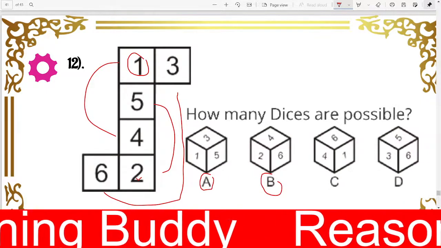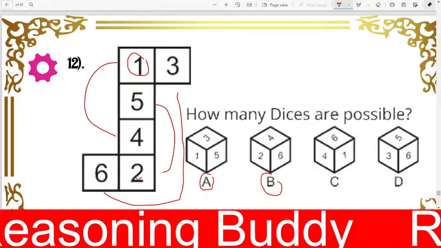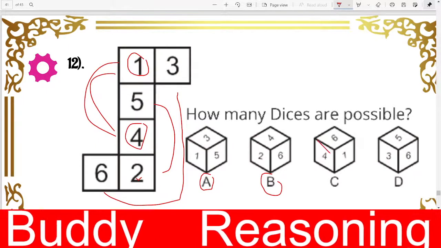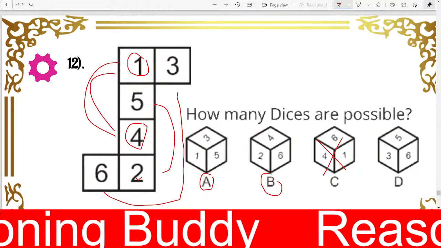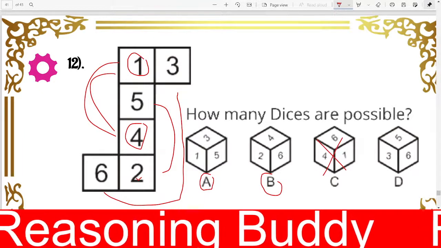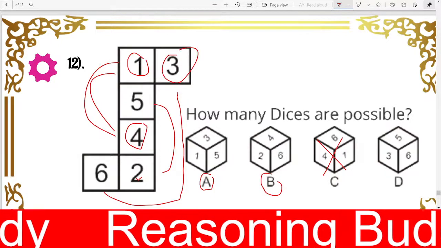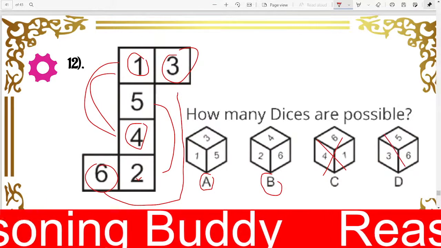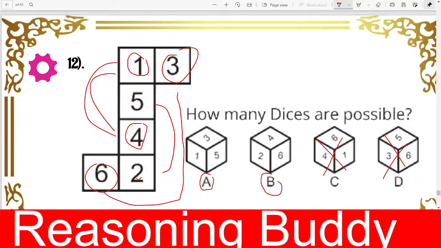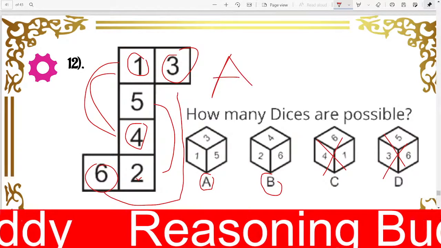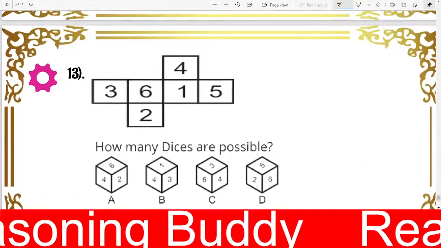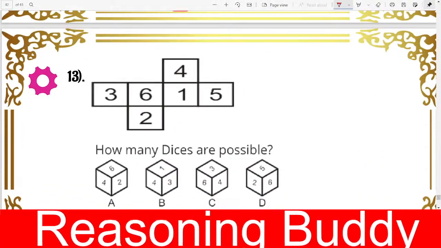1 6 4. So here 1 and 4 is an opposite pair, right? So that's why it's not possible. So 3 5 6. Here you can see 3 and 6 are opposite, so it is also not possible. So the options are A, comma, B, right? So next, how many dice are possible?